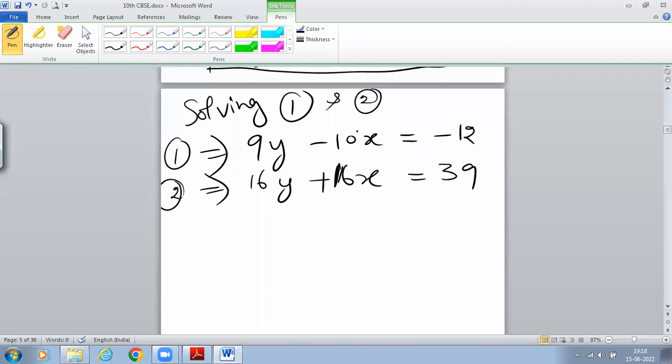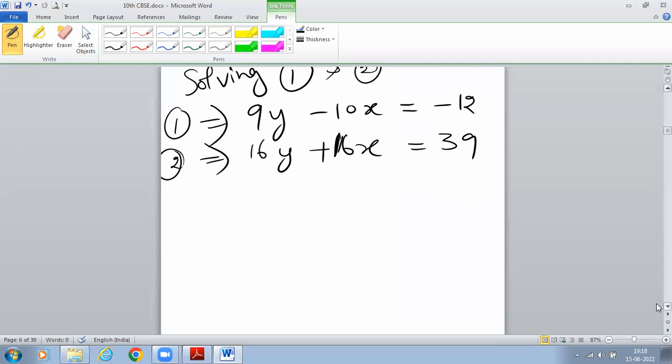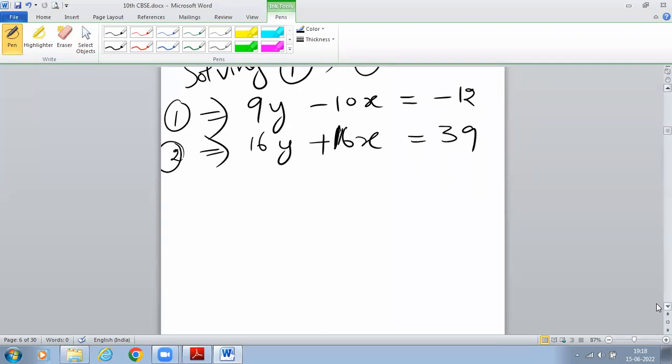So I'm going to choose the x variable to eliminate, because they have different signs in the coefficient. That is why I'm going to eliminate variable x first. For eliminating variable x, we have to make both equations, that is equation number 1 and 2, have the same numerical coefficient. So how do we make the two equations have the same numerical coefficient? It is very simple. See here.